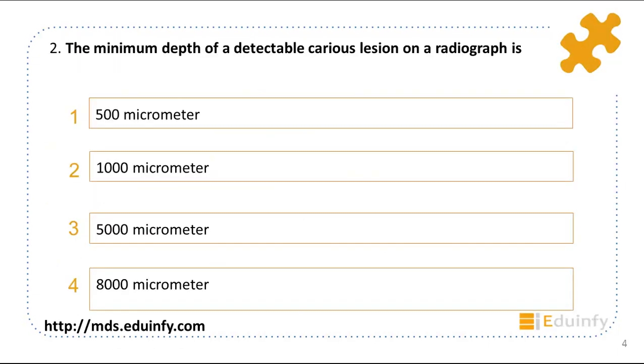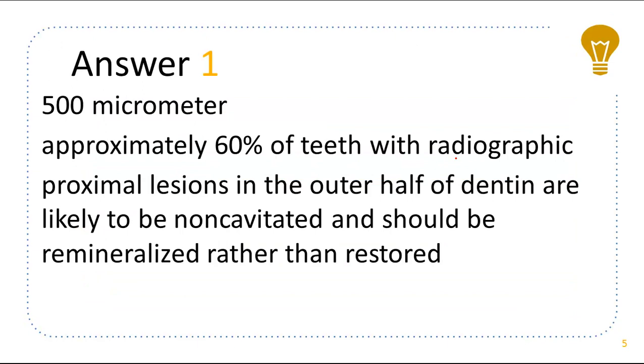The minimum depth of a detectable caries lesion on a radiograph is 500 micrometer. Approximately 60% of teeth with radiographic proximal lesions in the outer half of dentin are likely to be non-cavitated and should be remineralized rather than restored.